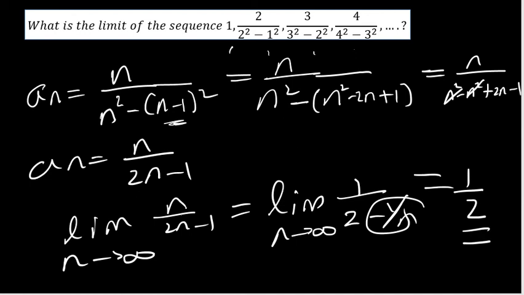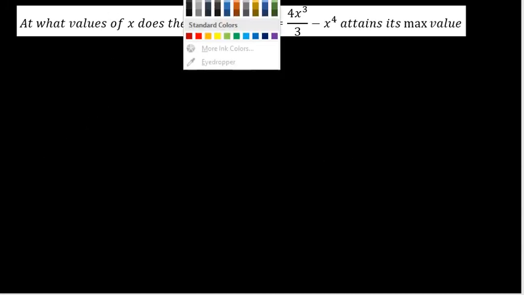This is question number 5. Let us go to question number 6. Okay, the next question is asking us at what values of x does the function f of x equal to 4x cubed over 3 minus x to the power of 4 attain its maximum value.